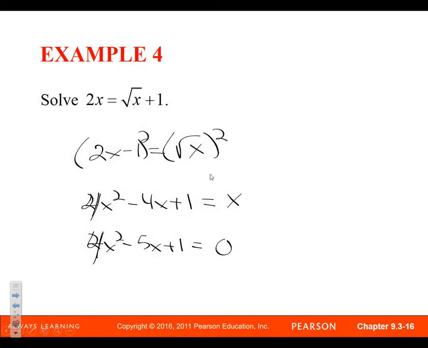Does that say 2 over x? No, I was trying to fix my 2. It's 4. Thanks, Brandon. Got it.